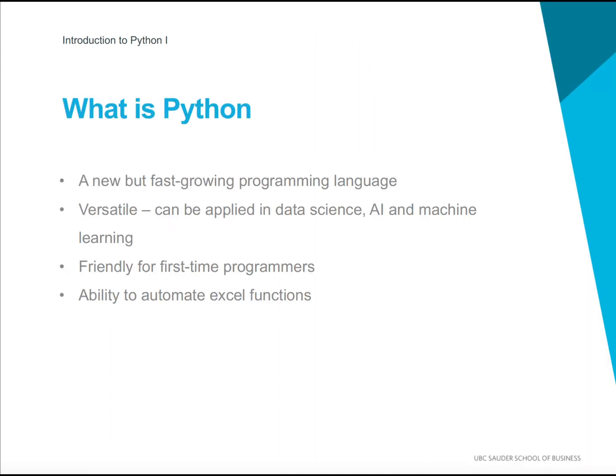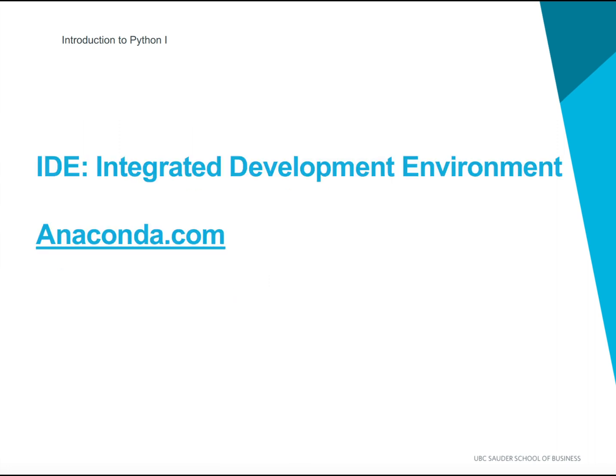First of all, what is Python? Python is a new but fast-growing programming language. It is versatile, which means it can be applied to various industries, including data science, AI, and machine learning. It is friendly for first-time programmers because the interface is very clean and the code is readable and not complicated to set up. It is powerful because it can automate almost everything that Excel can do, but it can go above and beyond.